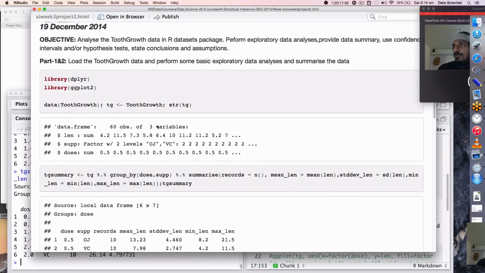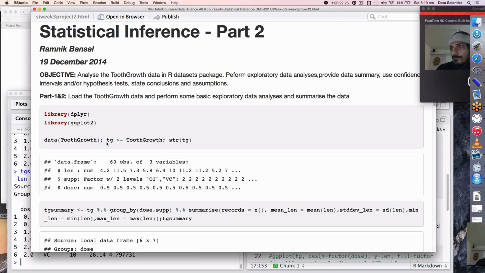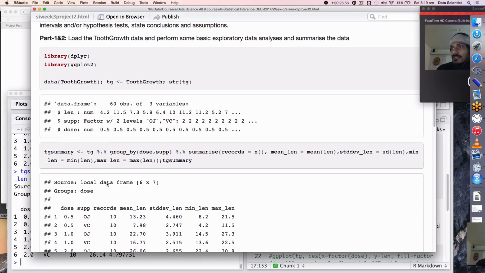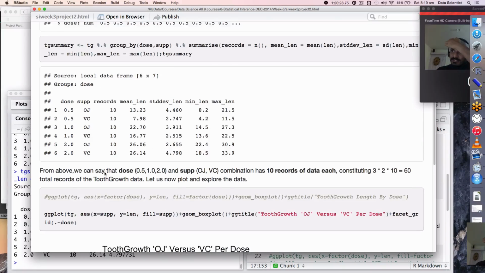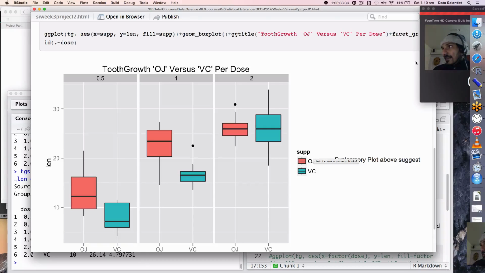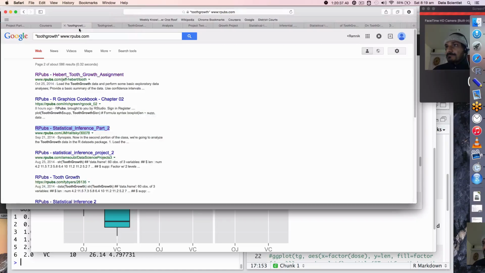So this is how my output looks. What I do first is the tooth growth, and then I take a str of that. Next thing I just create the summary. Next thing I'm going to plot it. Now before I show you my stuff, let's also have a look at what different people have done.